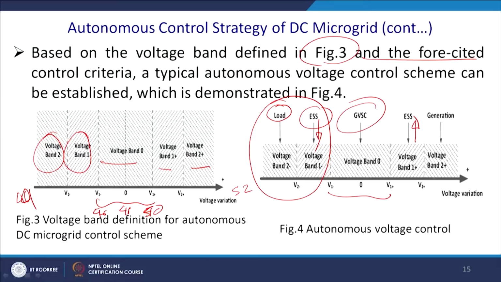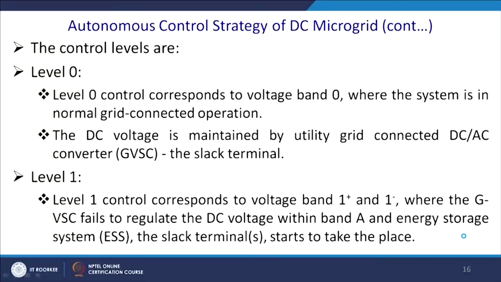And if you go to this voltage band +2, then you have to curtail the generation. Curtailing the generation means, referring back here, if you are feeding power to the grid, then you try to increase the power from the grid, and this is the mode of operation, or there is another means to follow. So, that is the autonomous voltage control, and thus let us explain it very fast.